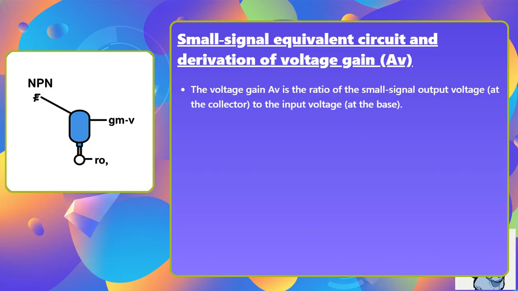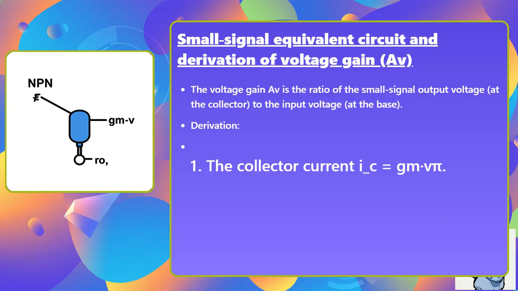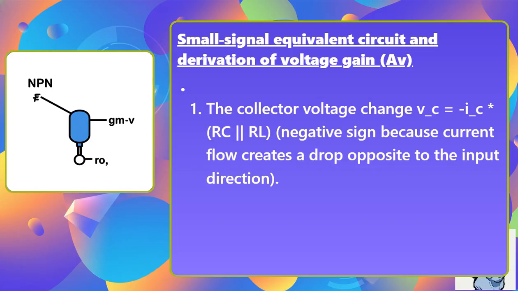The voltage gain A_v is the ratio of the small signal output voltage at the collector to the input voltage at the base. Derivation: 1. The collector current i_c equals g_m times v_pi. 2. The collector voltage change v_c equals negative i_c times RC parallel RL. Negative sign because current flow creates a drop opposite to the input direction.